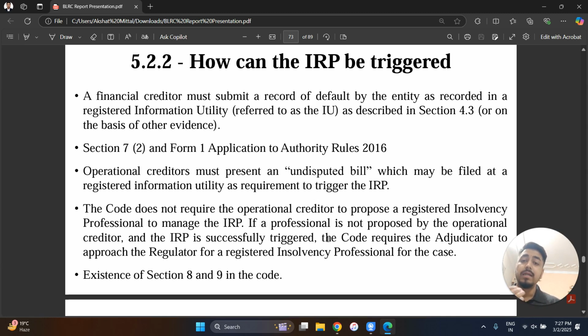In the other case, the debtor does dispute that notice or the bill which has been affixed with the notice, then the operational creditor and the debtor can firstly settle on that dispute, and later on the decision on insolvency will be taken.